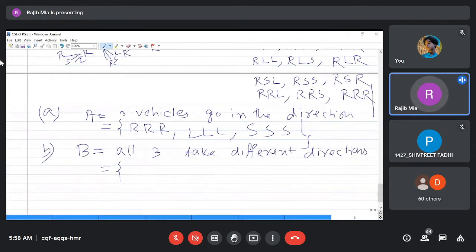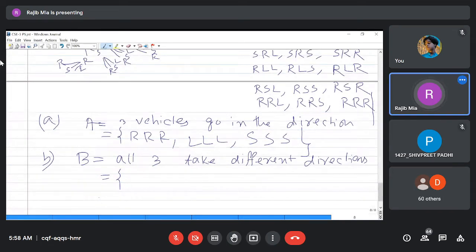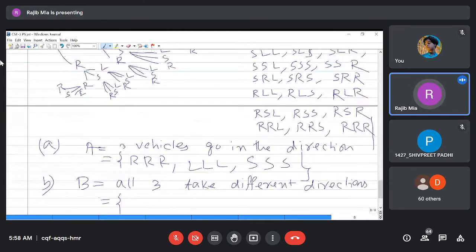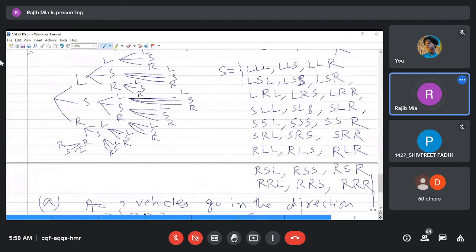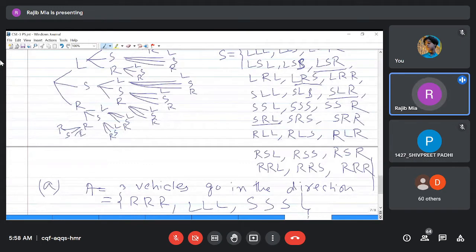If you are not sure what the total outcomes are, then you can take the help of this tree diagram, that is the set of all outcomes, and see which have three different directions. Here you can see LSR and LRS, three are different. Then here SLR and SRL. And similarly here RSL and RLS. So a total of 6 outcomes are there.